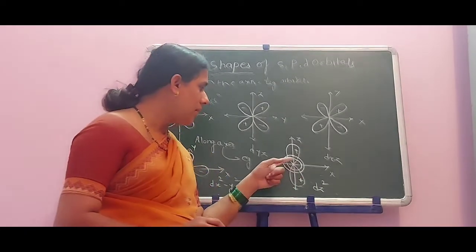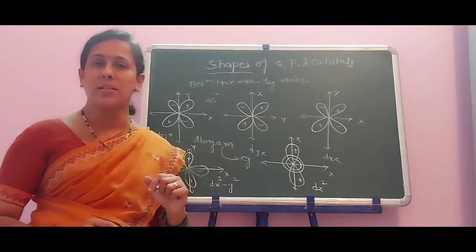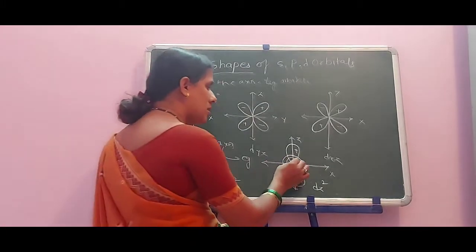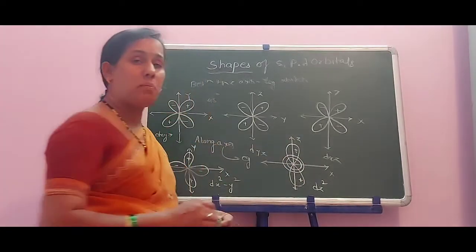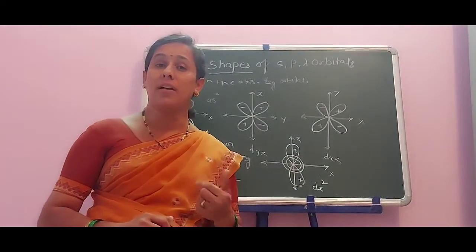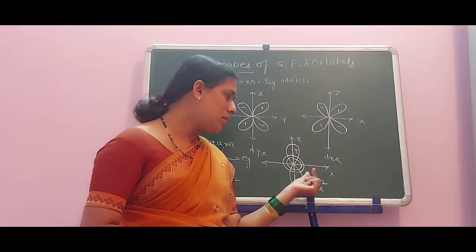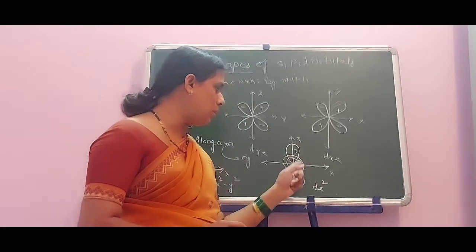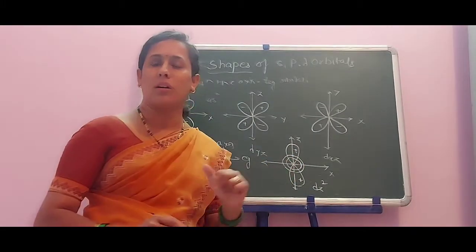And here the circle is drawn at the center, at the nucleus. Here the negative charge is present. Actually the nucleus is positively charged, but here the electron cloud is negatively charged. Therefore in dz square orbital both the lobes have a positive sign, and it is also located along the axis.